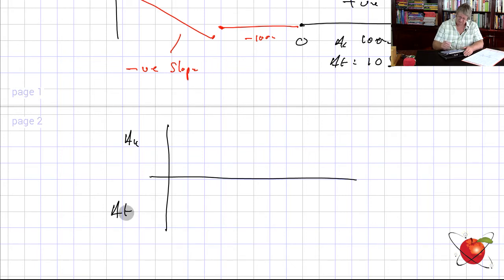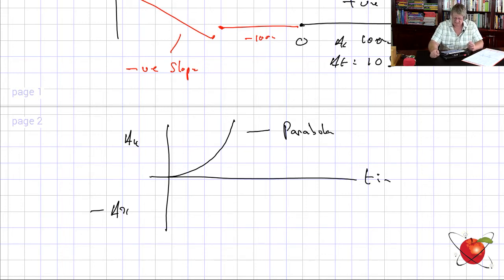Not delta t. Delta x minus, and this is our time. What if we had a graph that looked like this? Okay. Well, first of all, this is a parabola, isn't it? It's not a straight line graph, okay? This shows here a positive acceleration, okay? It's position versus time.